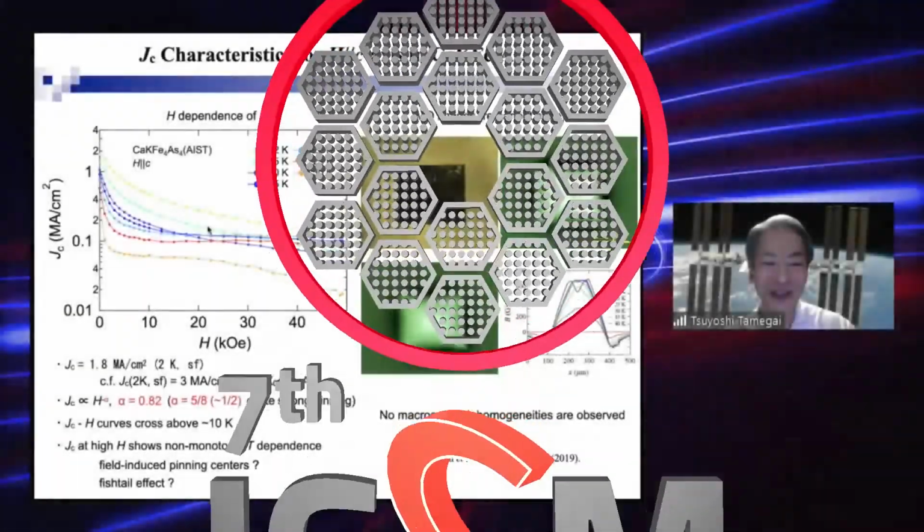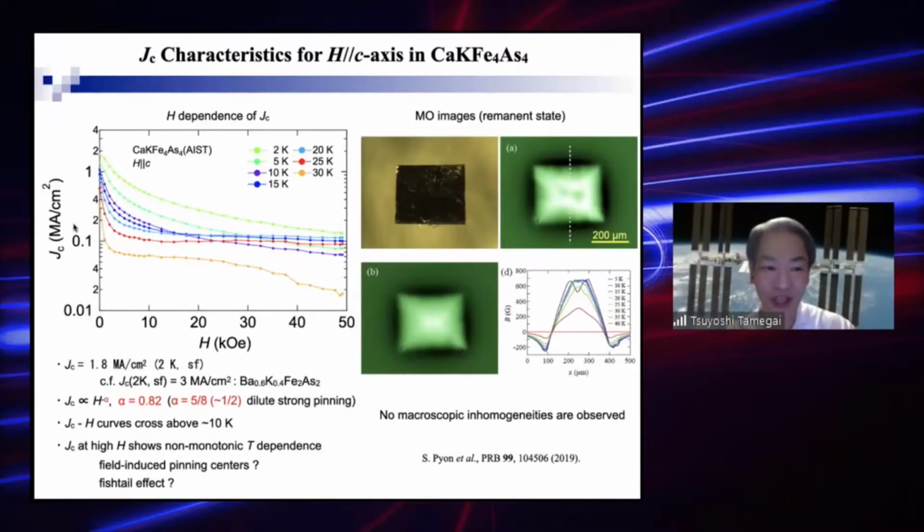So this is the ordinary Jc(H) property for this homomorphic system, with the field applied along the z-axis, and this is magnetic. One very distinct anomaly is the crossing of these Jc(H) properties, and especially at high temperature, Jc at high field is higher at high temperature. This is anomalous. But we confirmed that there is nothing strange in the crystal by measuring this magneto-optical image.